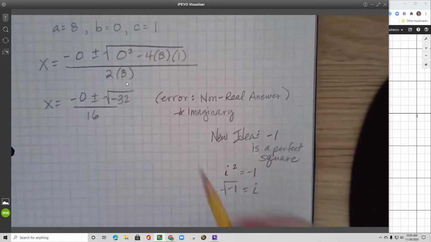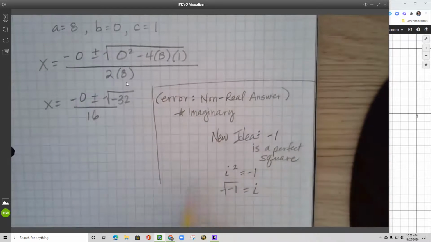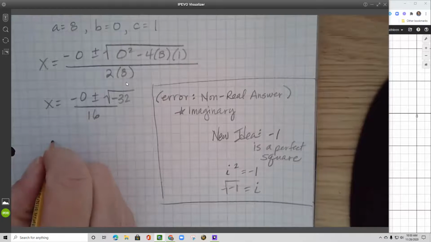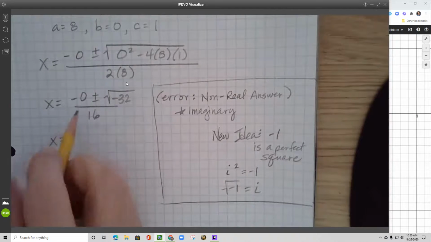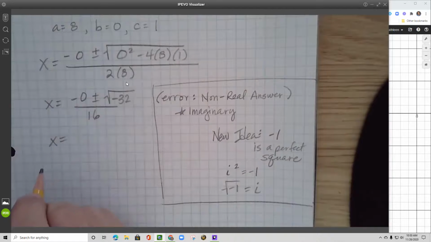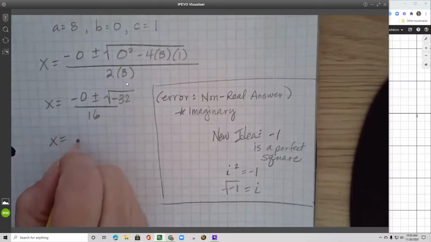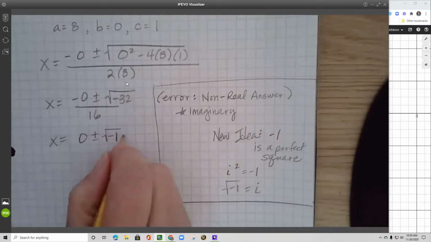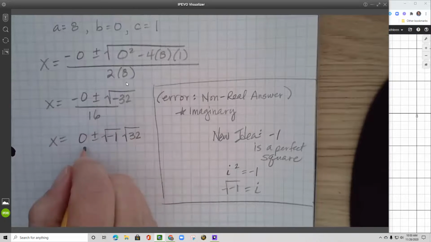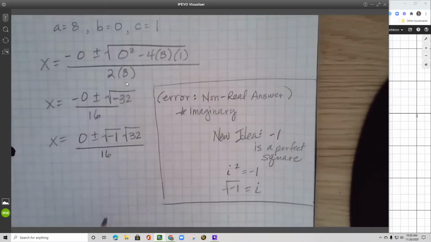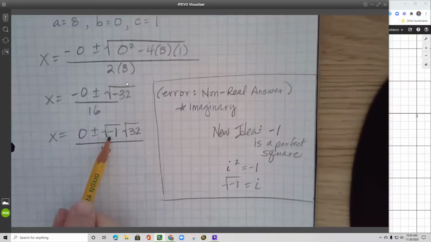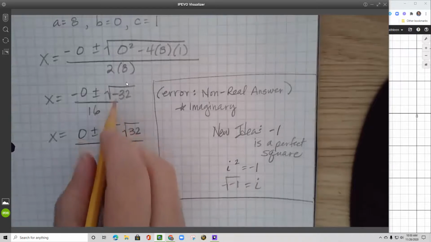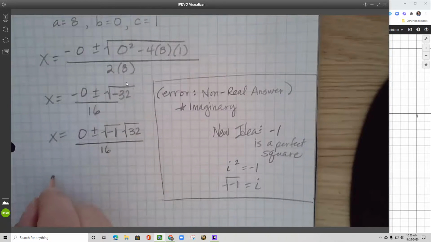So this is kind of a big new thing. Let's use that to simplify our equation. I'm going to stop writing negative 0 because there's no negative or positive 0. It's just 0. So I just have 0 plus or minus the square root of negative 1 times the square root of 32 over 16. The square root of negative 1 is i, because i squared is negative 1. So I'll just take the negative out basically and write i instead.